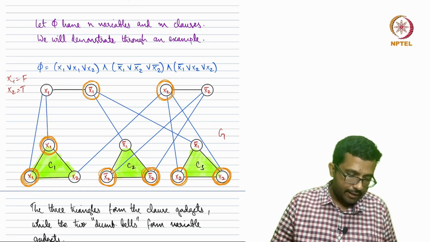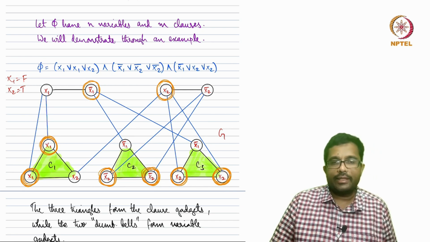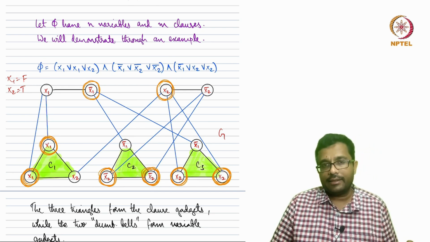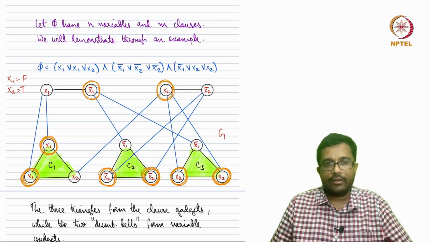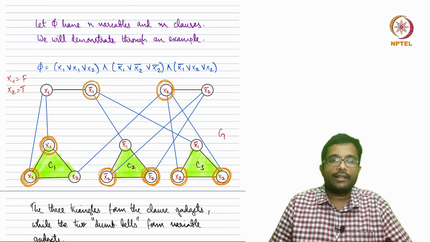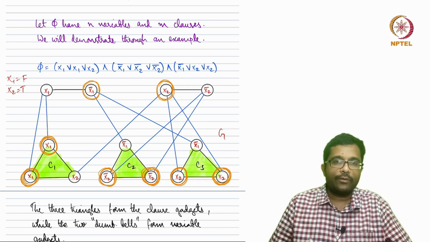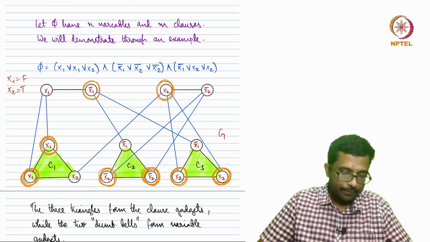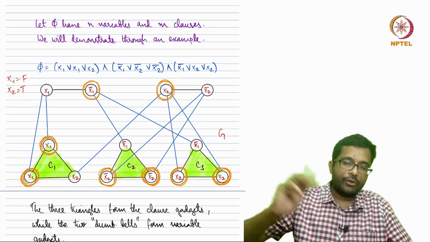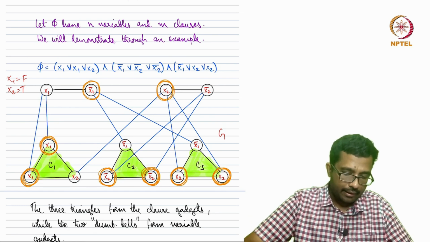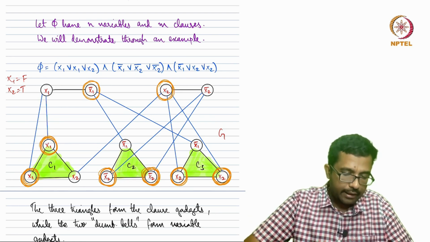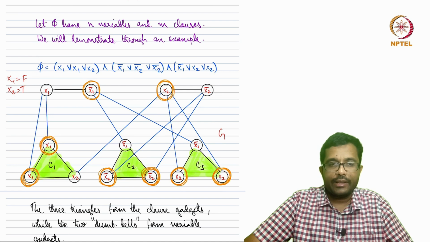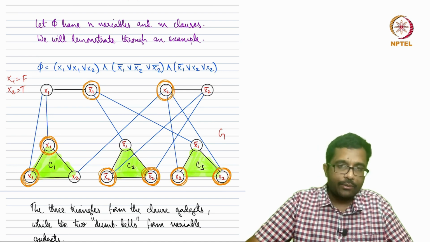So we have these clause gadgets and variable gadgets. Each clause gadget contains 3 vertices, one for each literal in the clause. Each variable gadget contains 2 vertices, one for each literal, xi and xi complement. And we also make these cross connections by connecting each vertex in the clause gadget with the vertex in the variable gadget with the same label.